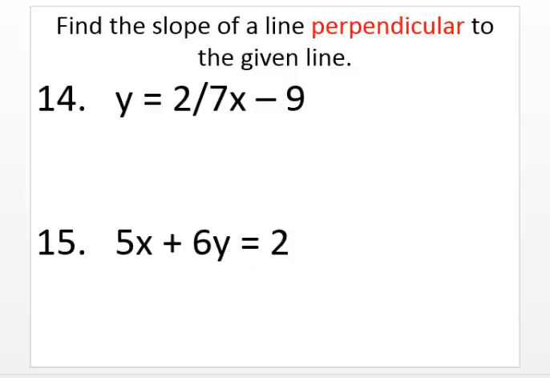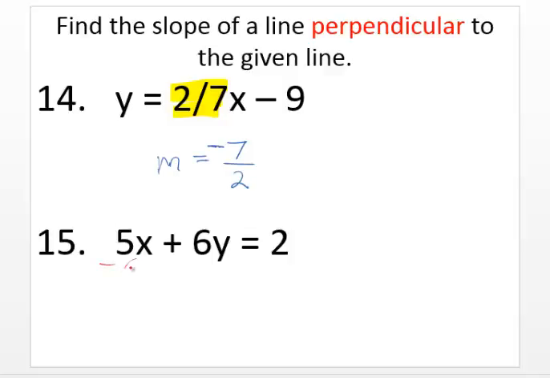Now I'm being asked to find the slope of a line perpendicular to the given line. So the given slope is 2/7. A line perpendicular to it would have a negative reciprocal, so I flip the fraction to 7/2. It was positive, now it's negative.